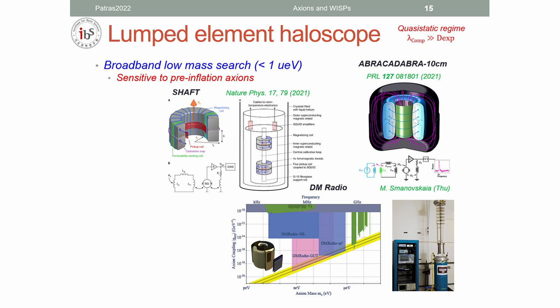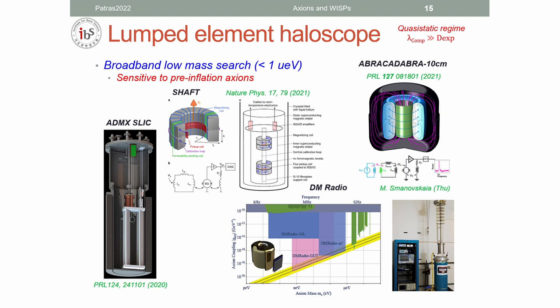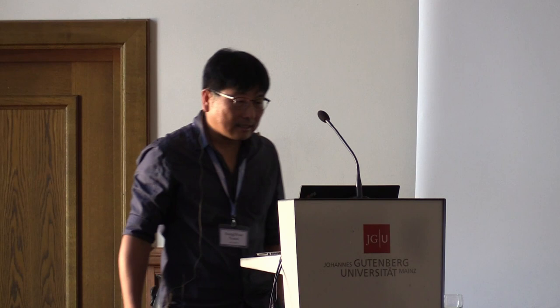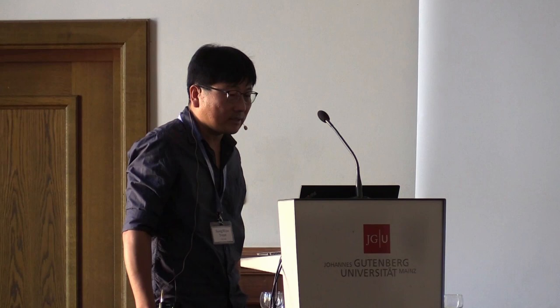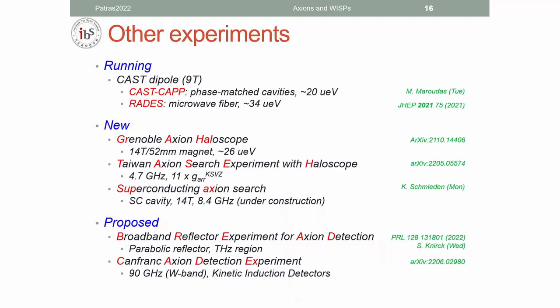Yeah. And SLIC is the cylinder version of the lumped element haloscope, and basically they have the LC coil inside of the magnet, and outside there is a tunable capacitor, and they are able to use one of the resonant modes of the cavity, which increases the sensitivity in a particular region, which is nice too. Okay, so there are other experiments that I have not covered so far.